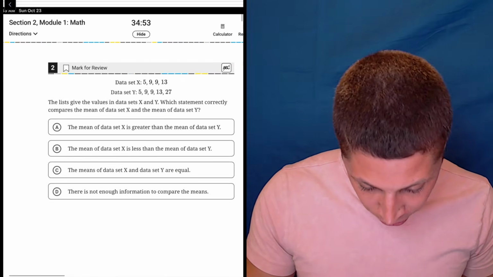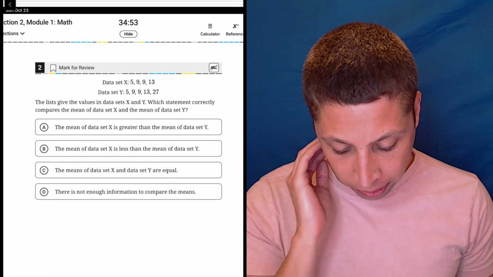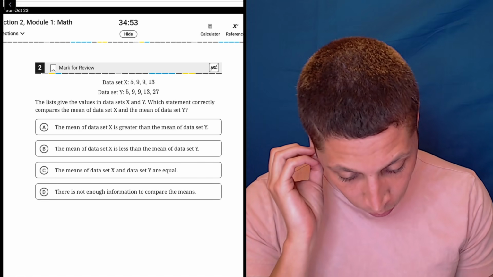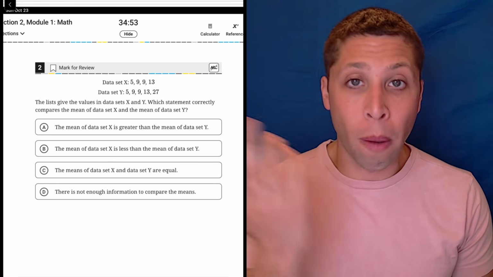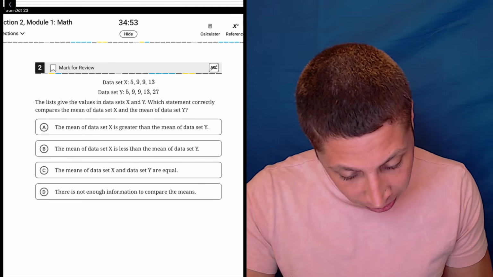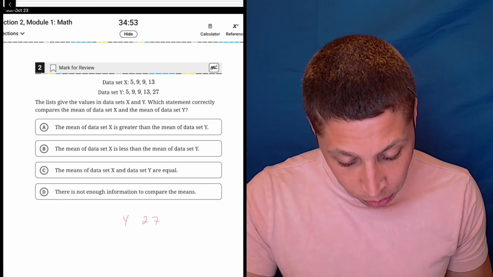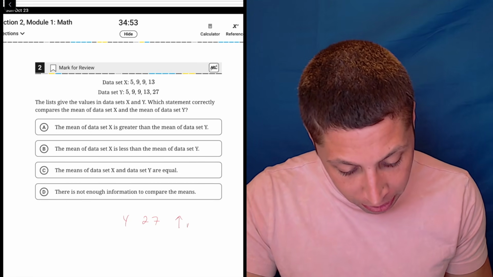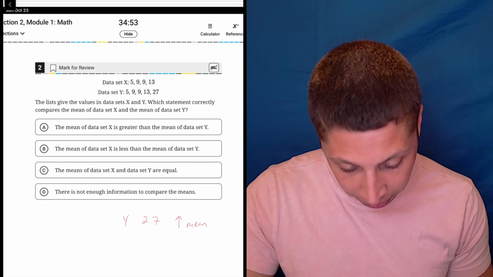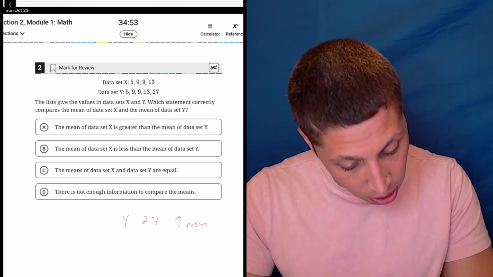Okay, question 2. The lists give the values in datasets X and Y. Which statement correctly compares the mean of dataset X and the mean of dataset Y? Okay, well, this is an easy question. It's number 2. I'm not going to have to do a lot of calculating here. We can see that these sets are almost identical, except dataset Y has the number 27, so that's going to be a higher mean because it has this high number in it. So I don't actually need to calculate anything here. Don't waste your time.